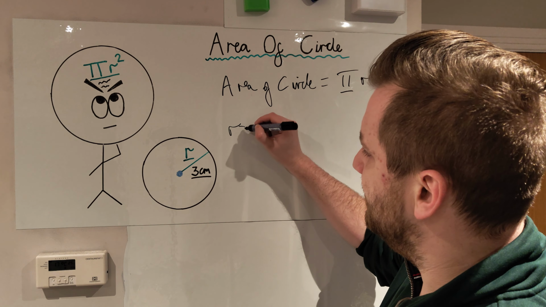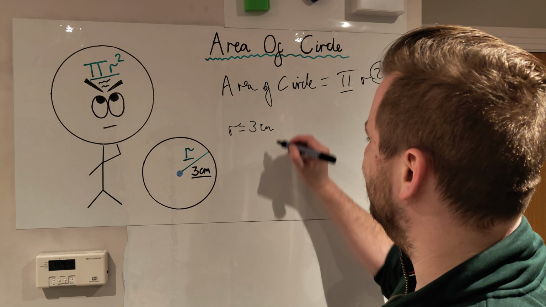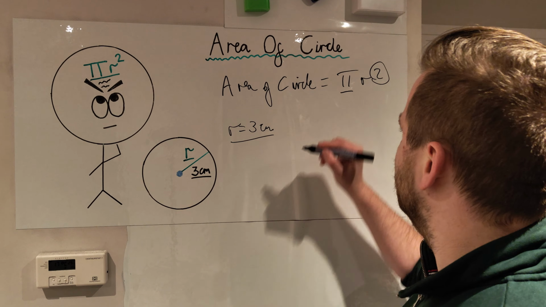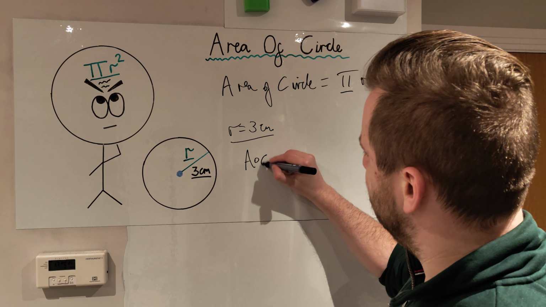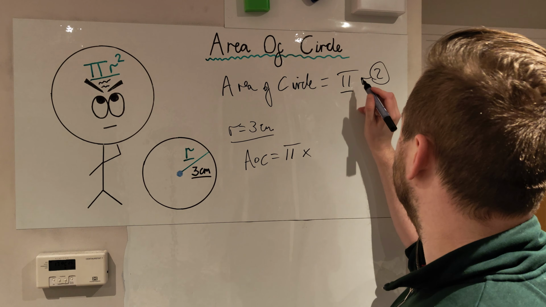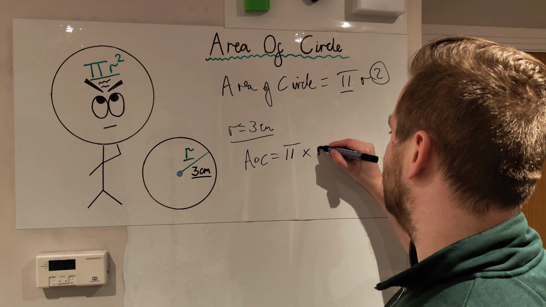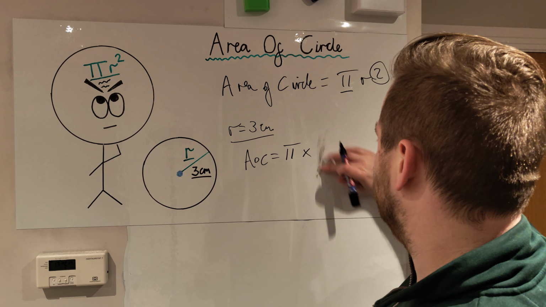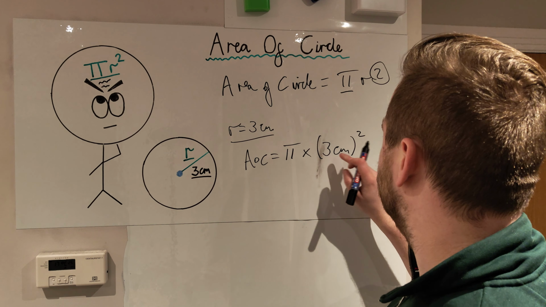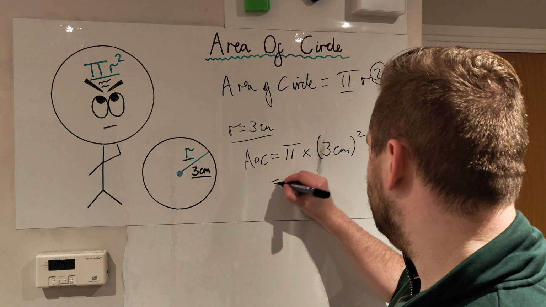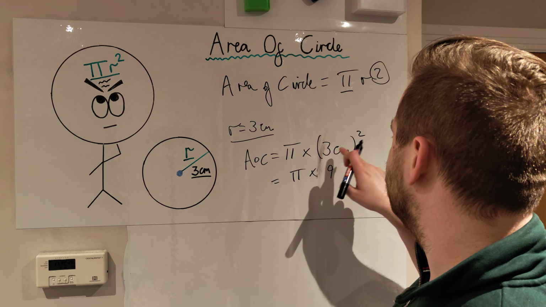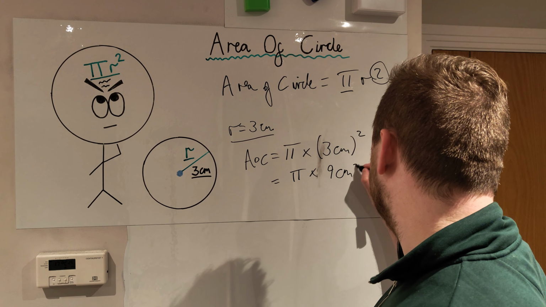So R is equal to 3 centimeters. So in the case of this circle, the area of the circle, AOC, is equal to pi times, when it's next to each other like that, it just means times R, which is just going to be 3 centimeters. Now make sure to all square it, because the centimeters is going to get squared as well, is equal to pi times 9, because we're doing the 3 times itself and the centimeter squared by itself, so 9 centimeters squared.